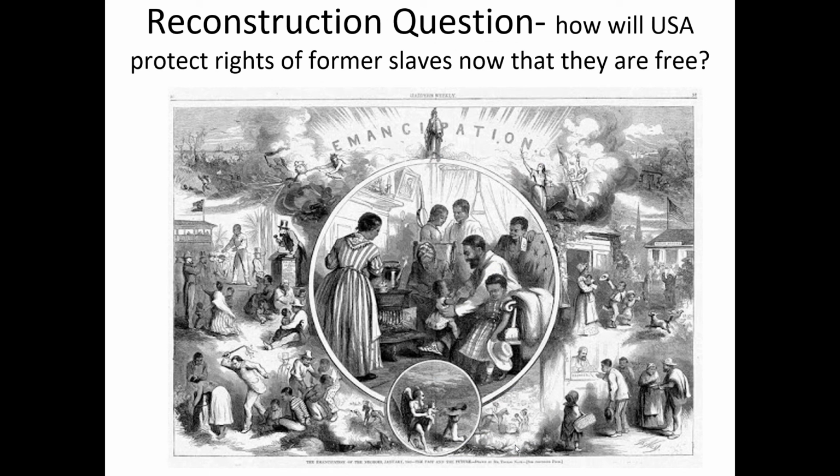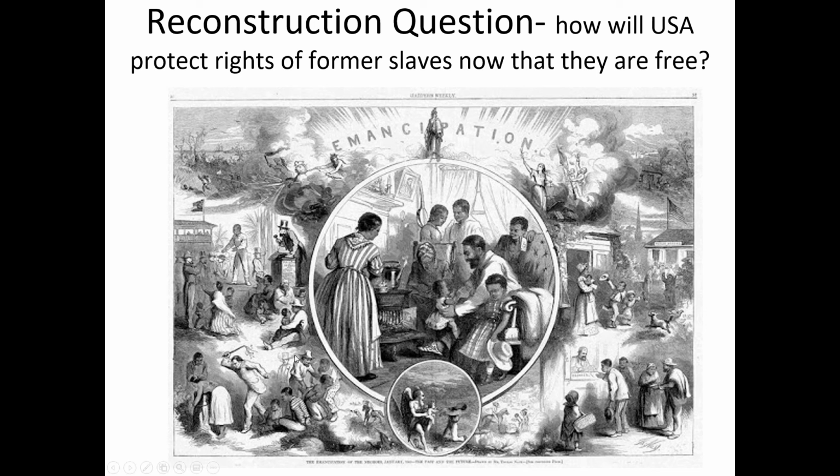And the big question that comes up with Reconstruction is not only how are we going to get the North and the South to work together, how are we going to come back together as a country, but this other big question is, how is the USA going to protect the rights of former slaves who are now free people? So these amendments are really aimed at doing that. They're aimed at protecting the civil rights or freedoms that every citizen of America should have, regardless of what color they are.